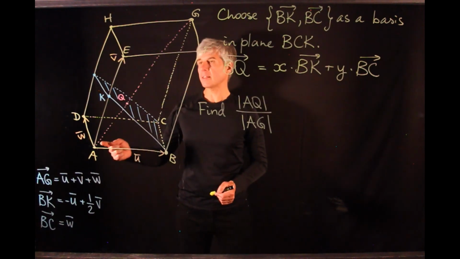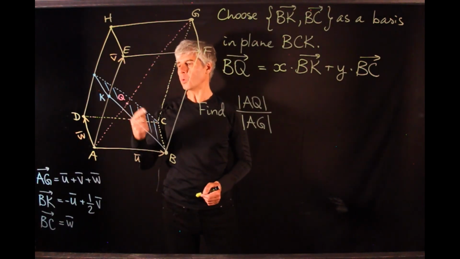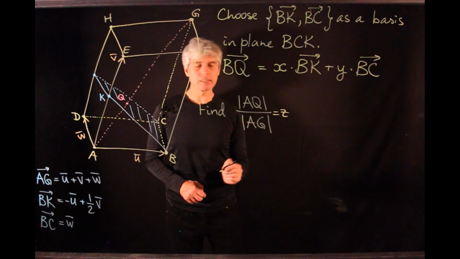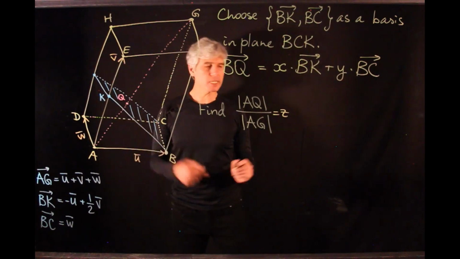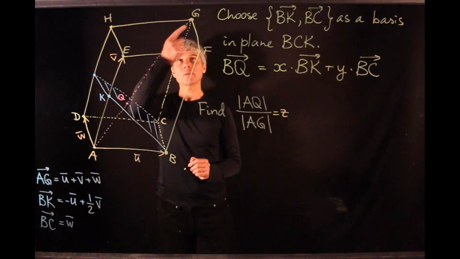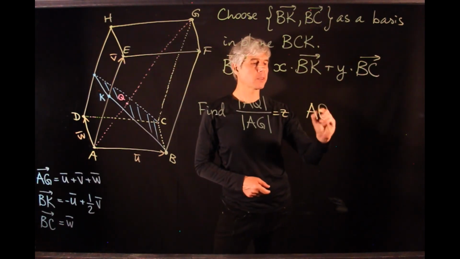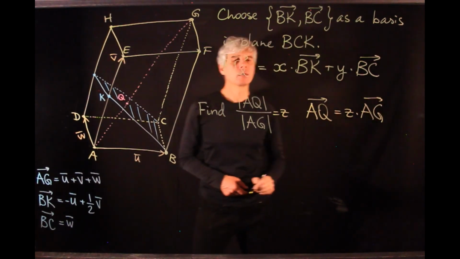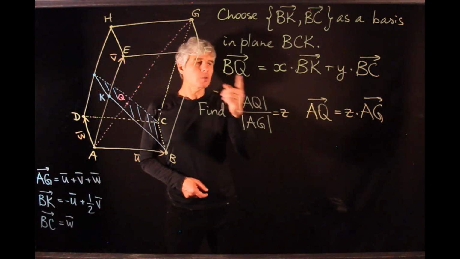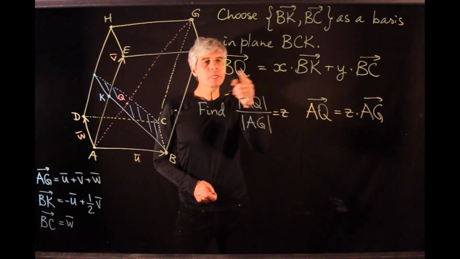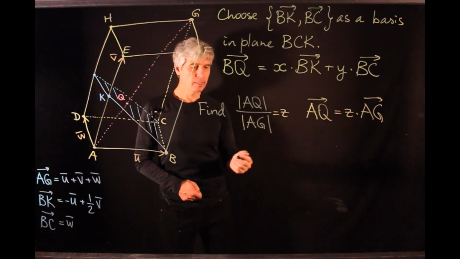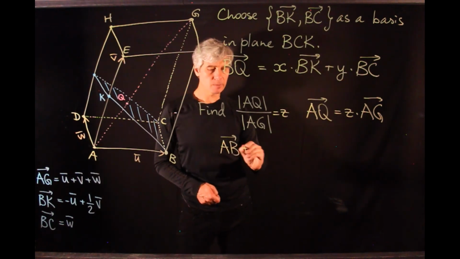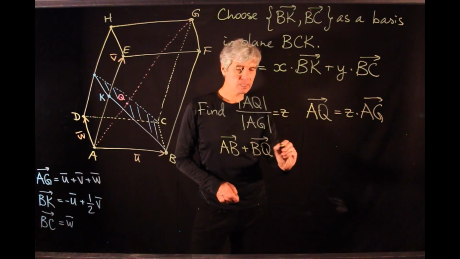Next, let us look at the line AG. The point Q belongs to this line. And so if we denote this ratio by z, then we can express AQ as a constant multiple of AG in the following way. We can write that AQ is z times AG. As a next step, we're going to connect vectors AQ and BQ through the head-to-tail rule. We can say that AB plus BQ is equal to AQ.